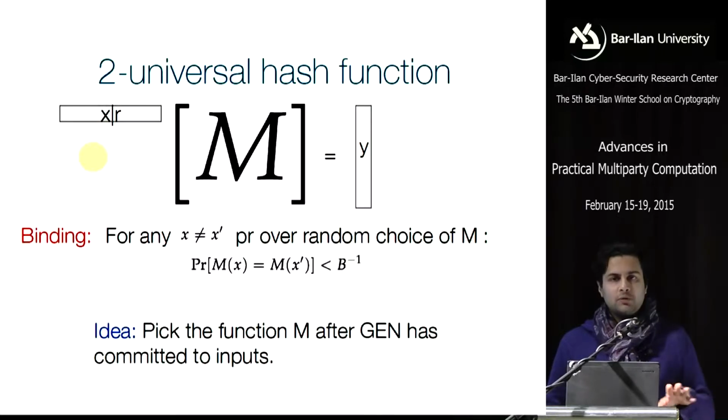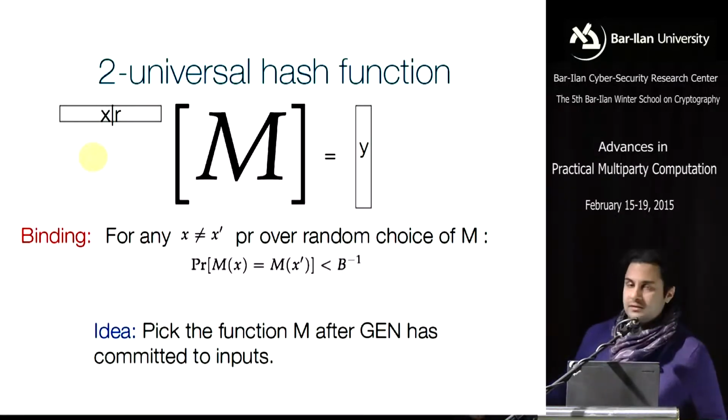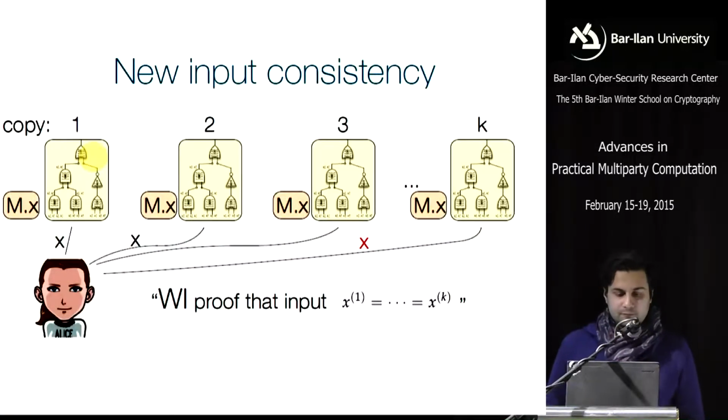Okay, so all we need to implement this strategy is that this function m that's used to compute this hash should be chosen after x has been committed in some way. And that essentially means that for any two pairs of inputs that are committed, over the random choice of m that are chosen after, this will give us the soundness that we need for this proof. So that's what this approach looks like.